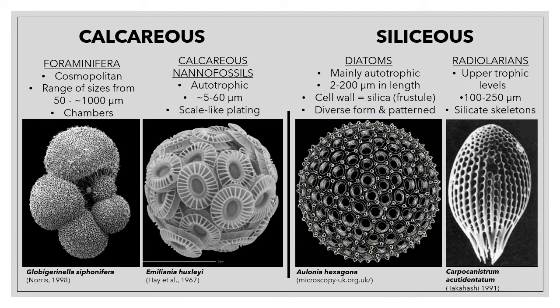Foraminifera and nanofossils are predominantly calcareous. Planktic foraminifera are cosmopolitan, a lot larger than nanofossils, and their shells are commonly divided into chambers that are added during growth. Nanofossils are mainly autotrophic and restricted to the photic zone. They build their structure by surrounding themselves with a scale-like plating made of calcite called coccoliths.